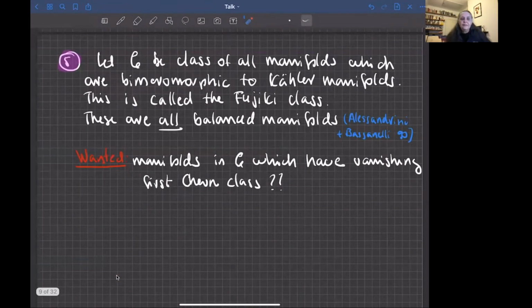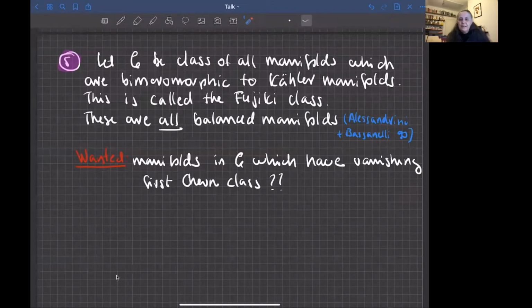So 5, this is just a question. Perhaps the audience knows how to deal with this. Let's consider the class of all manifolds which are bimeromorphic to Kähler manifolds. This class is called the Fujiki class. They are all balanced manifolds, and this was proven in '93 by Alessandrini and Bassanelli.